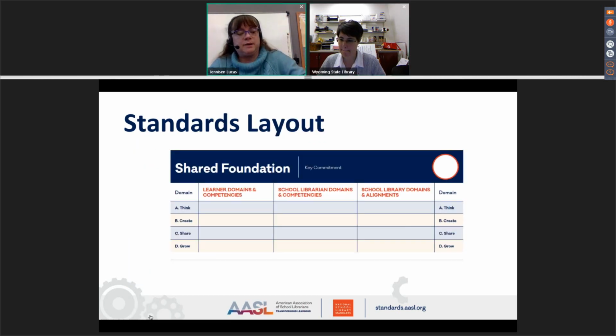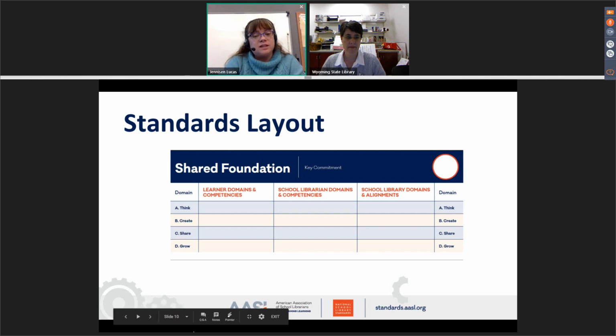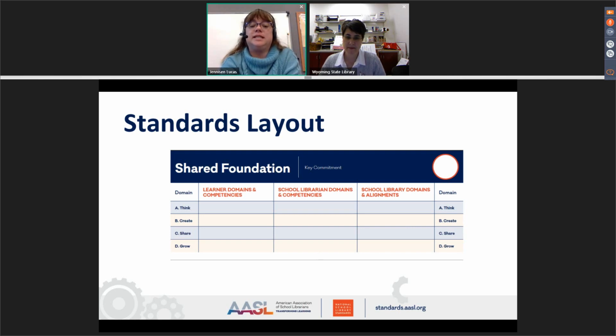Okay, so in the actual great big book, which is what you have in order to be able to see this particular layout, you can see that the first column is the learner domains and competencies, the middle column is the school librarian domains and competencies, and the last column is the school library domains and alignments. And I love that the school librarian is in the middle. They did so much work thinking about how to make this work, because the school librarian domains and competencies are what we have to know and be able to do as school librarians in order to help facilitate the learner's mastery. But we are also in charge of the school library. So the school library list is what services and resources and availabilities we should have in both physical and virtual spaces for our learners. But we're kind of in charge of that too. So we kind of go to both sides of this.